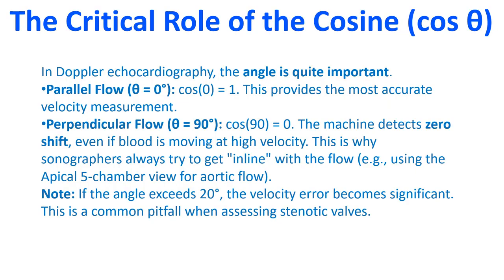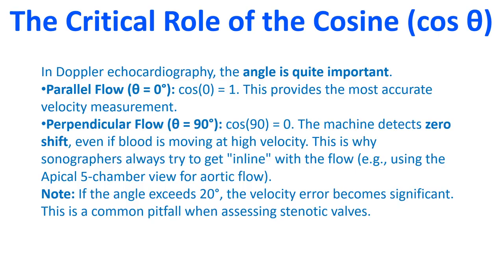In Doppler echocardiography, the angle is quite important. Parallel flow, that is flow parallel to the beam: theta is equal to 0, cos 0 is equal to 1. This provides the most accurate velocity measurement. Perpendicular flow: theta is equal to 90 degrees, cos 90 is equal to 0. The machine detects zero shift even if blood is moving at high velocity.